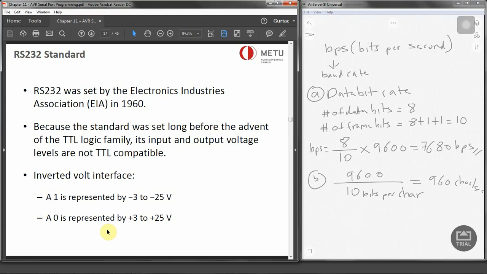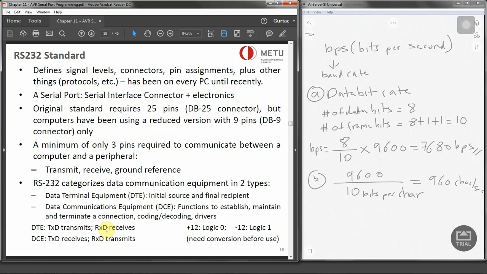Now, let's get into the RS-232 standard. RS-232 defines signal levels, connectors, pin assignments, plus other things like protocols.